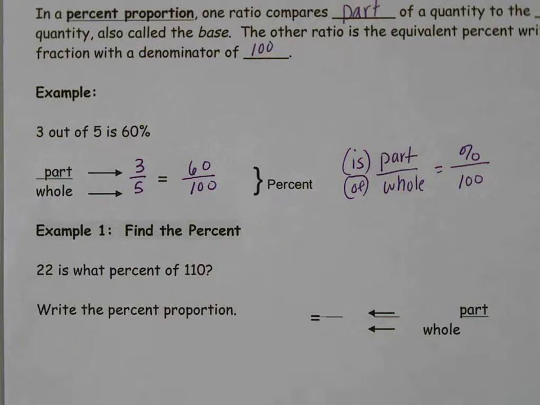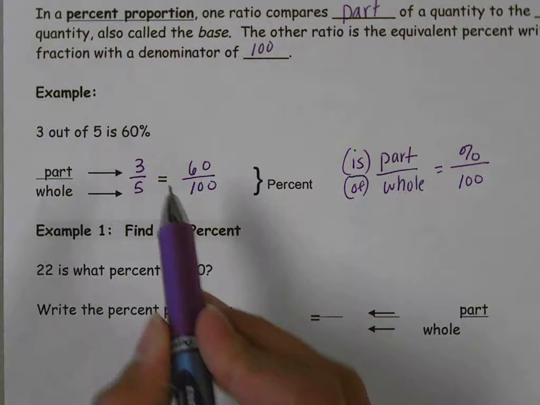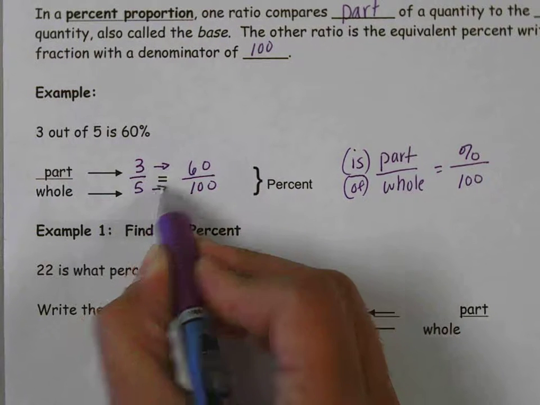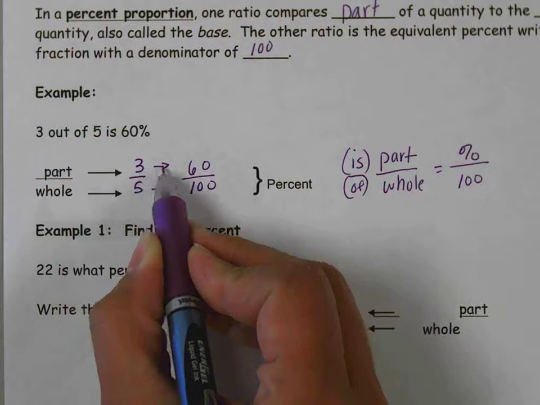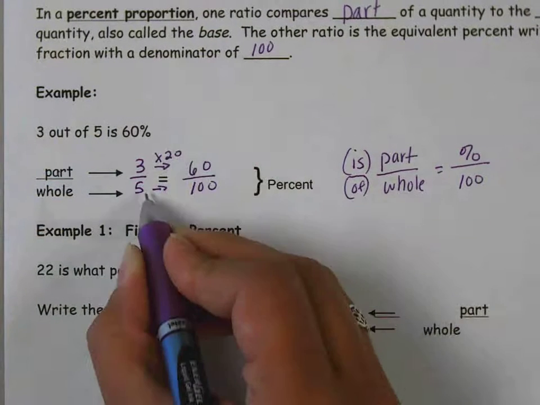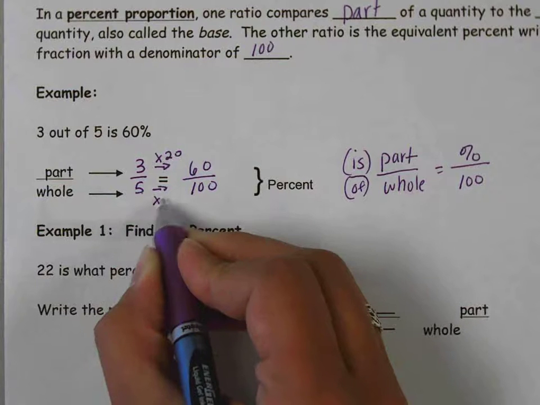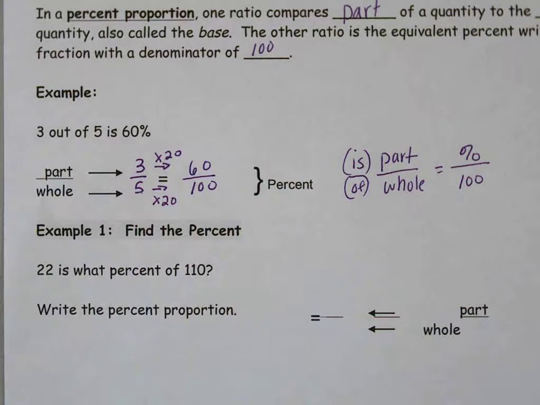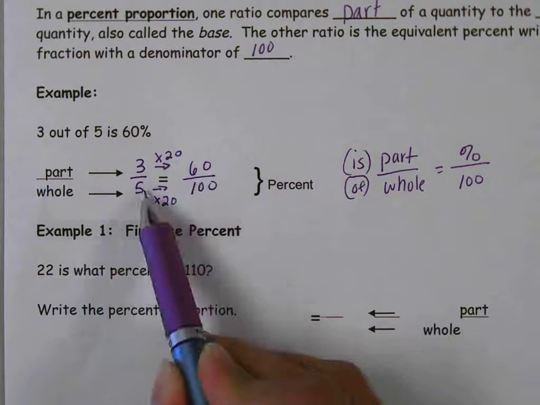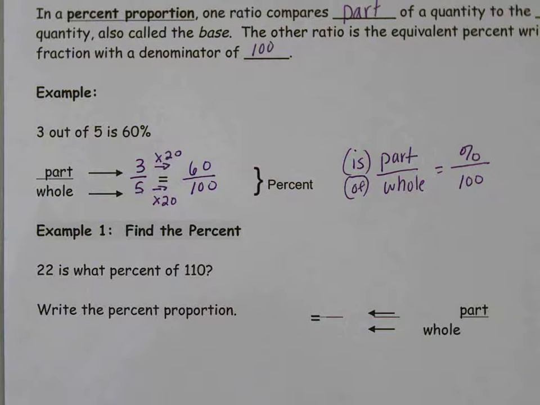Another thing we want to look at is the relationship of the percent proportion. So there's really 3 ways that we could look at this. We can look at the relationship from here to here. So from 3 to 60 is times 20. And from 5 to 100 is times 20. And we did that when we were converting fractions to percents. So I could look at this horizontal relationship. 3 times 20 is 60. 5 times 20 is 100.